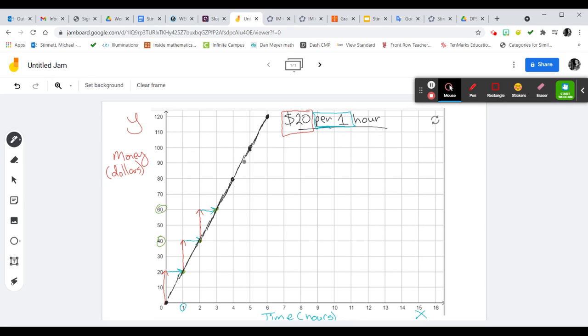This is a proportional relationship, okay, because it goes through 0, 0. And so it's telling me I make $20 every 1 hour, $20 every 1 hour, $20 every 1 hour. And this would just keep going, right? Just like this. And you can see my slope equals 20 over 1. My rate of change, which is the same as my slope, equals 20 over 1. These are the same thing, okay?